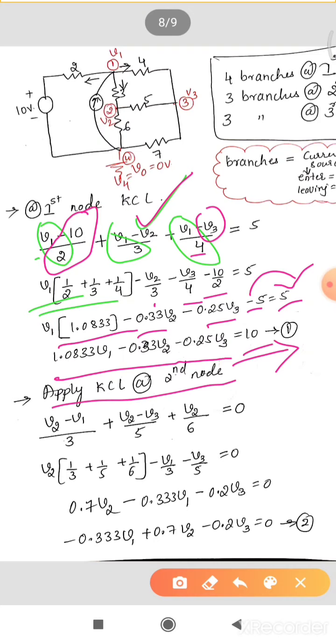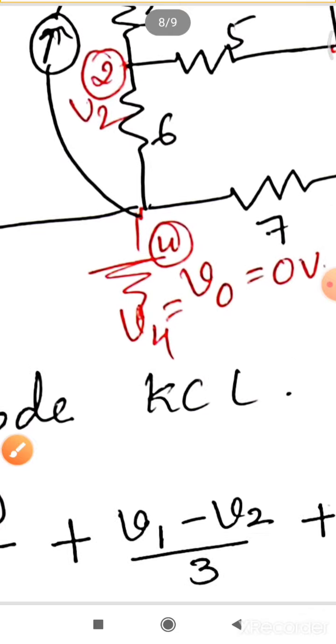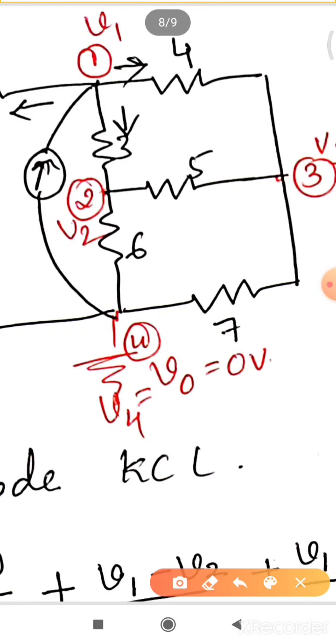So apply KCL at the second node, which is at this part. Okay, apply KCL at this point. Remember how many branches are connected? First branch, second branch and third branch. Let's write the equation at this. First we'll take this one. Okay, you are at V2, so you are at the second node, so V2 will be the dominating one.